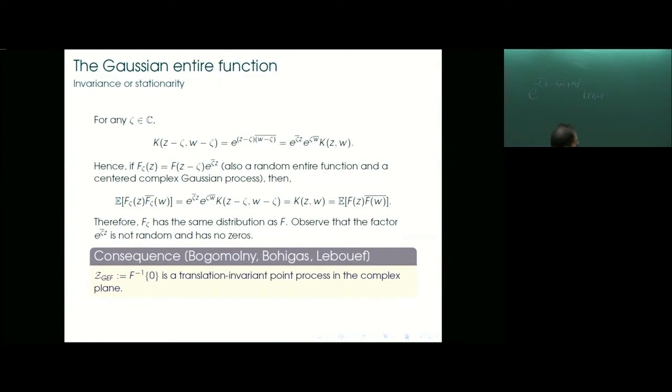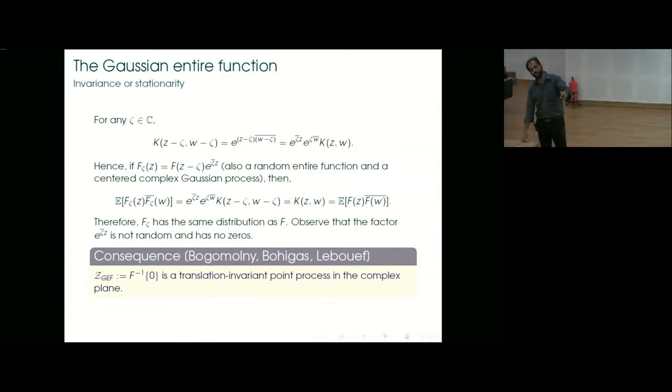So what that means is, if you translate your function and then multiply by e^{zeta bar z}, that has the same covariance as the original function. So this function f_zeta is another complex Gaussian process, and it has the same covariance as f, so they are the same in distribution. The analytic function itself is not translation invariant. If you translate, it's not the same, but you have this deterministic holomorphic function, you just have to multiply by that and then you get this.